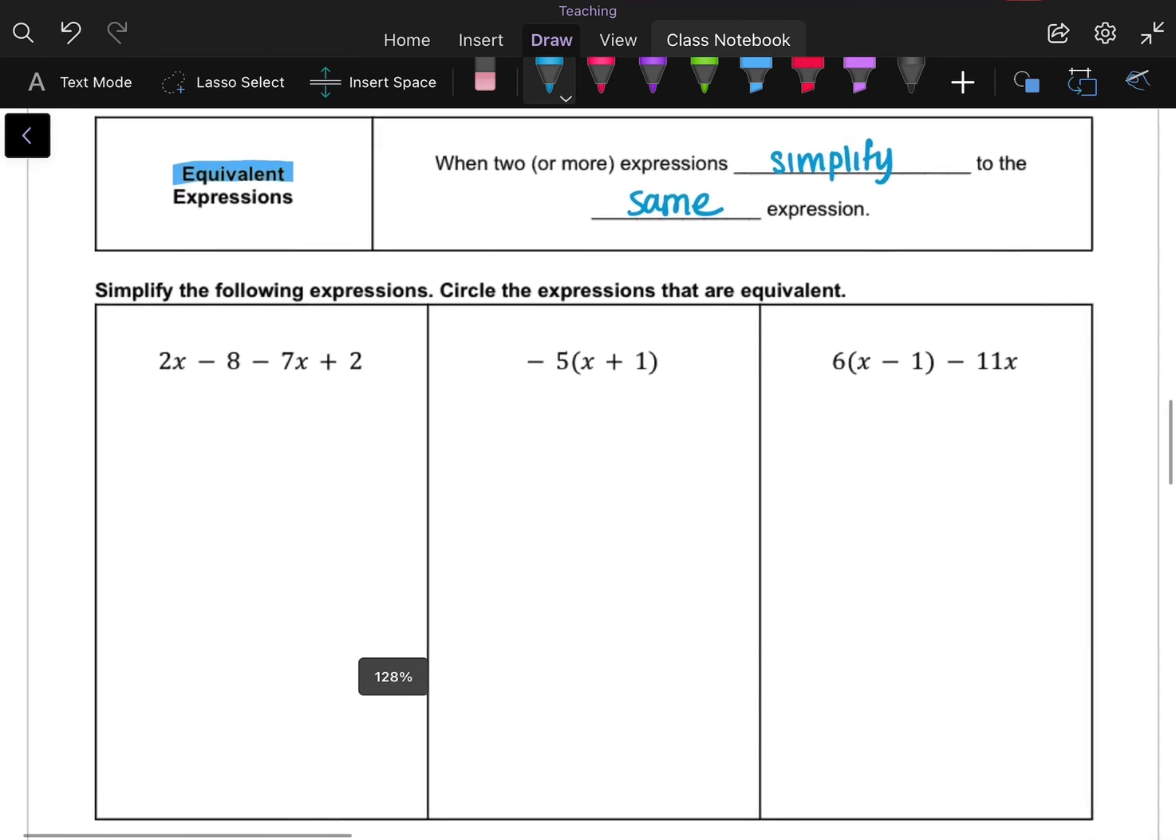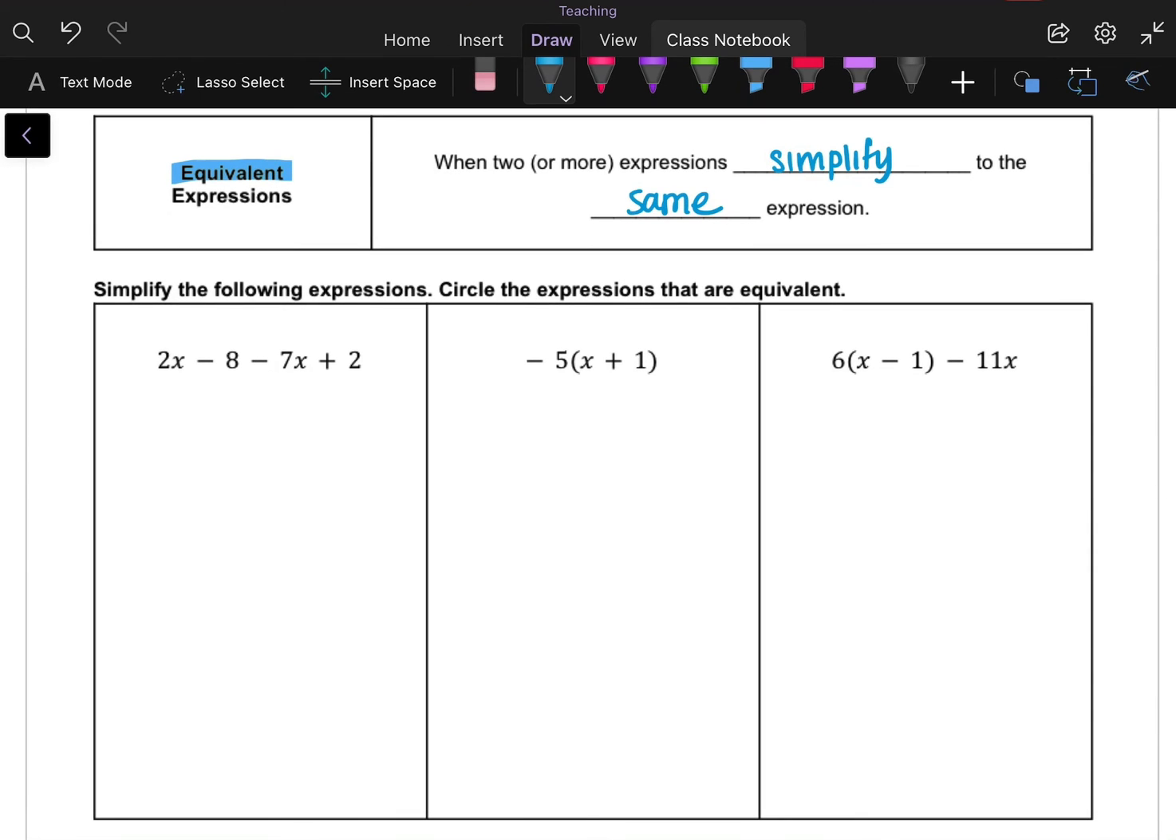So let's do some practice with finding those equivalent expressions and simplifying. Let's simplify these expressions here to find which ones are equivalent. You can go ahead and pause the video too and give this a try, and then check back to see if you were right.